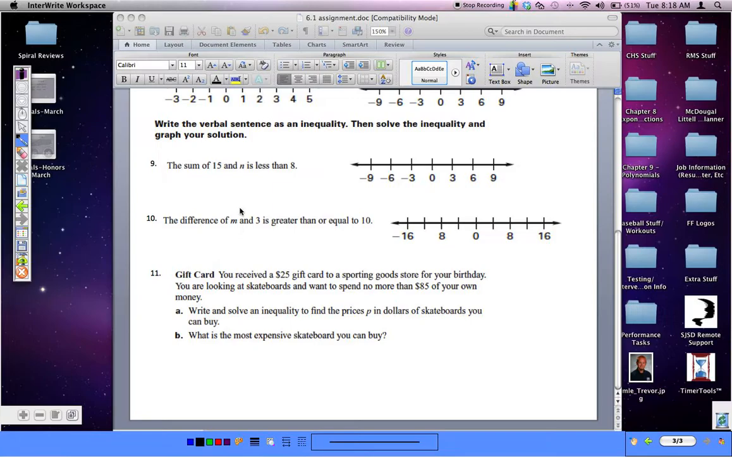Okay, same type of process. This one just needs set up. It says the sum of 15 and n, so that would be 15. Sum means plus, so we're adding n is less than 8. In order to solve this, we're going to have to subtract 15 from each side. And if we do that, n is less than 8 minus 15 is -7. So this is what we plot on the number line.